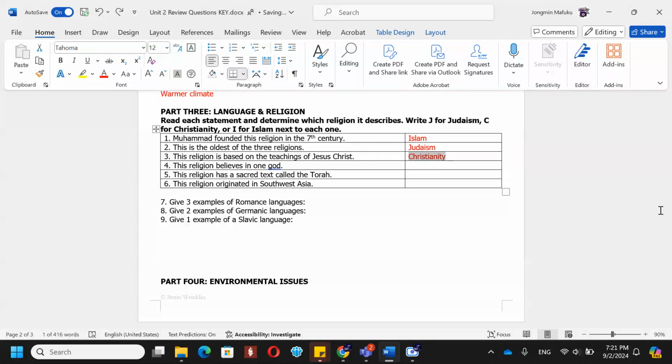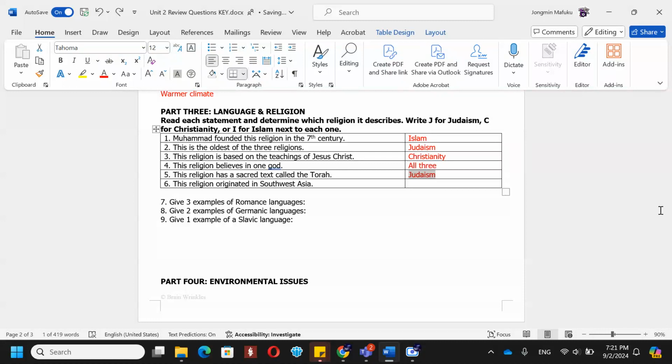Number four, the religion that believes in one God. That will be all three religions. Again, all three religions believe in one God, meaning they're all monotheistic. We talked about why language roots are very important in social studies or in any language arts. Now, this religion has a sacred text called the Torah. That is Judaism.